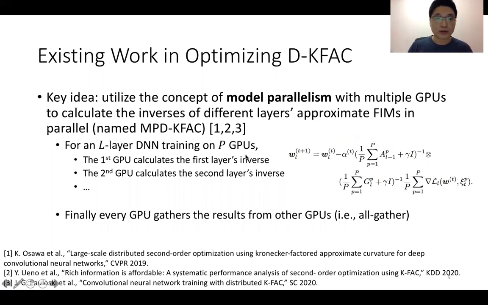For example, using P GPUs, the first GPU can calculate the first layer, the second GPU can calculate the second layer, and so on and so forth, so that each GPU only calculates the results of several layers. Finally, every GPU gets the results from all the other GPUs. However, we claim that this kind of optimization method is suboptimal for the training efficiency of the clusters.